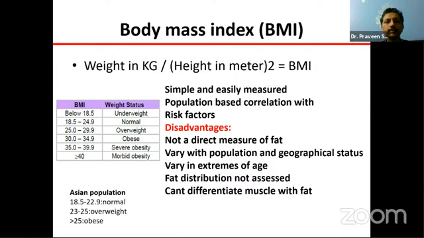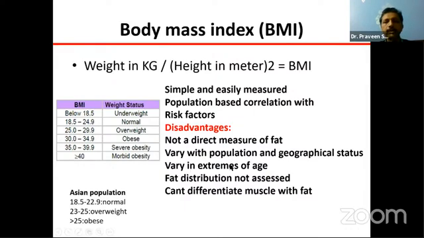But why is it not being used? First of all, we have different demographic status. In the Western countries, the definition of obesity is different, and in the Indian population or the Asian population, the definition of obesity is different. So it depends upon the BMI, the geographical area, and the ethnicity of the people. And it is not a direct measurement of fat. People can have the same BMI, but one can be obese while another may not be obese, as he may be muscular. And the BMI varies in extremes of age.